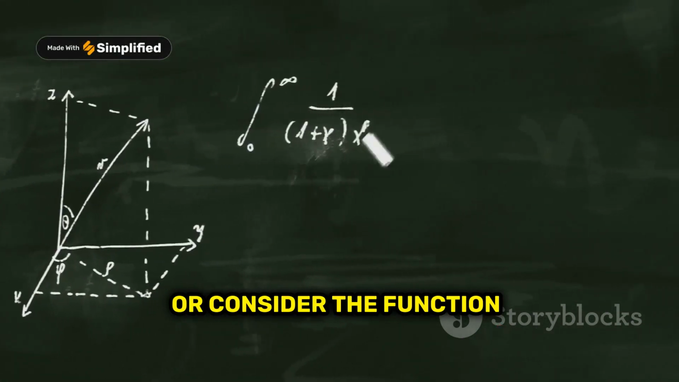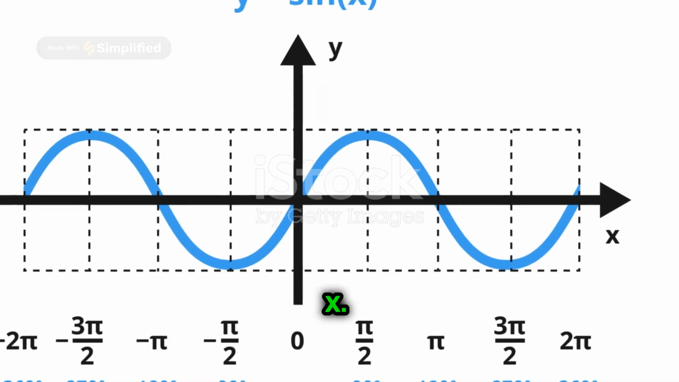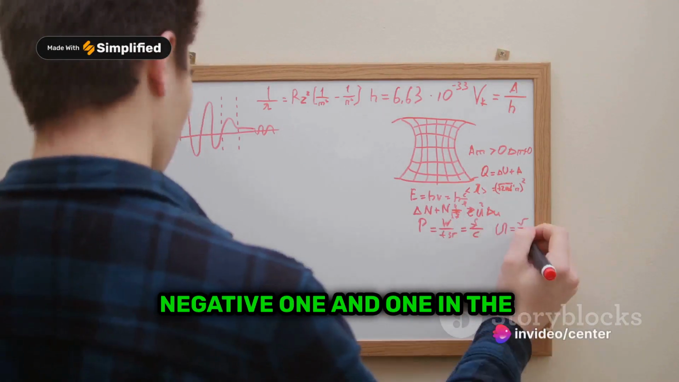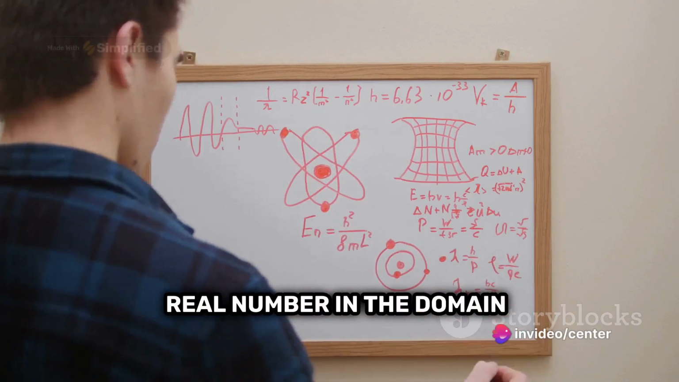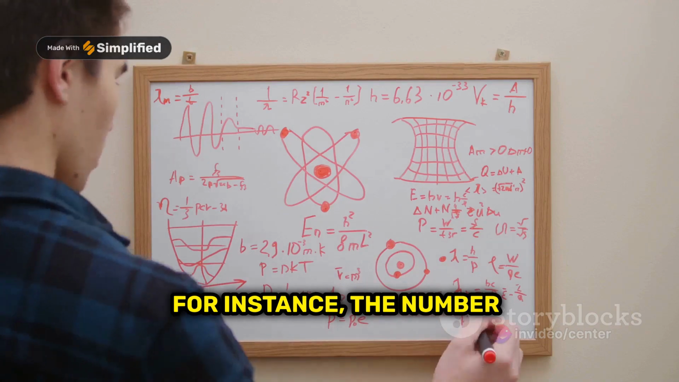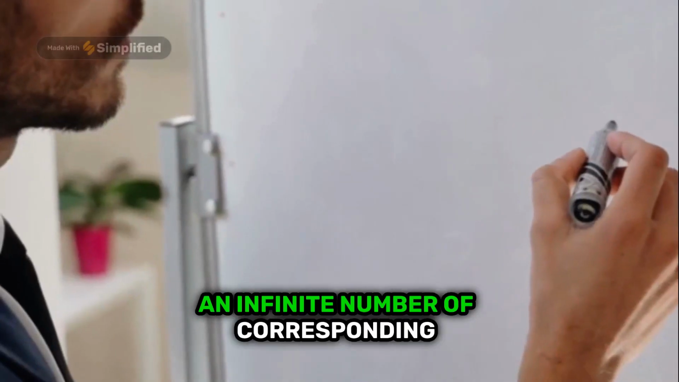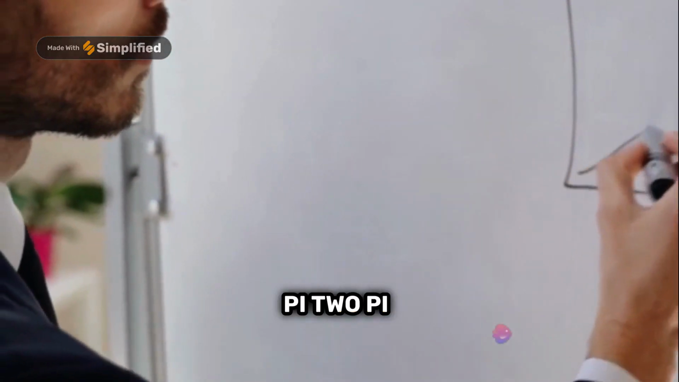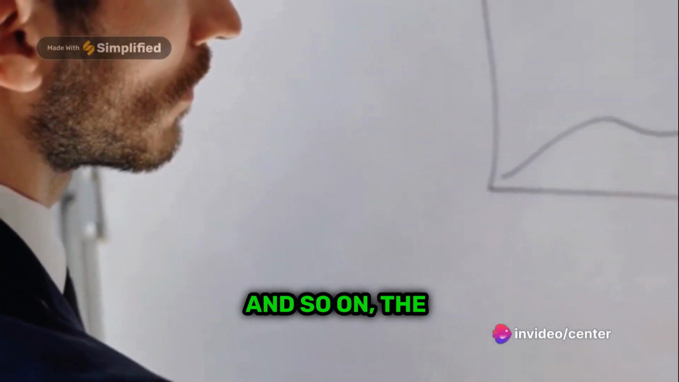Or consider the function f(x) equals sine of x. This function is also onto because every number between negative 1 and 1 in the codomain has at least one real number in the domain that maps to it. For instance, the number 0 in the codomain has an infinite number of corresponding elements in the domain, including 0, pi, 2 pi, and so on.